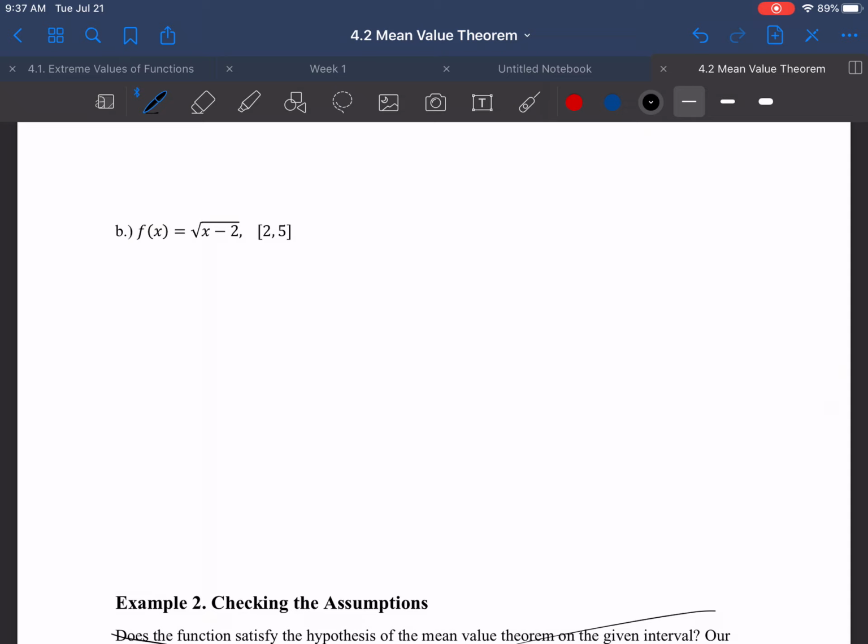You're doing the same thing. Find the average between 2 and 5, the slope that connects those 2 points for that graph, and then find all of the points, might be one, might be more, that actually then satisfy and have that slope. If this is a smooth and continuous graph, you're going to find at least one.